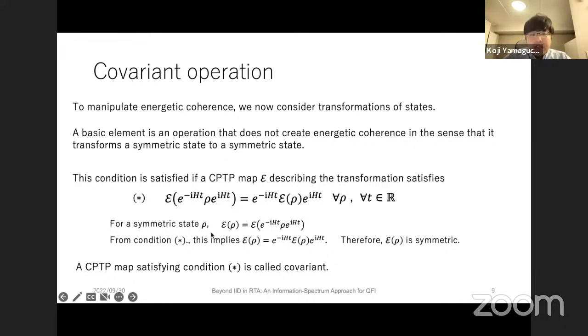For a symmetric state ρ, since ρ is invariant under time evolution, this equation holds. And by using this condition, this also implies that E(ρ) is invariant under time evolution. So if the state ρ is symmetric, then E(ρ) is symmetric. And we call such a CPTP map covariant. And based on these ideas, let us now define the resource theory of asymmetry.